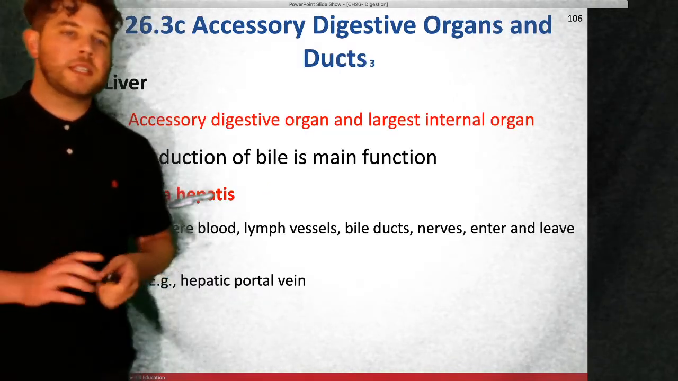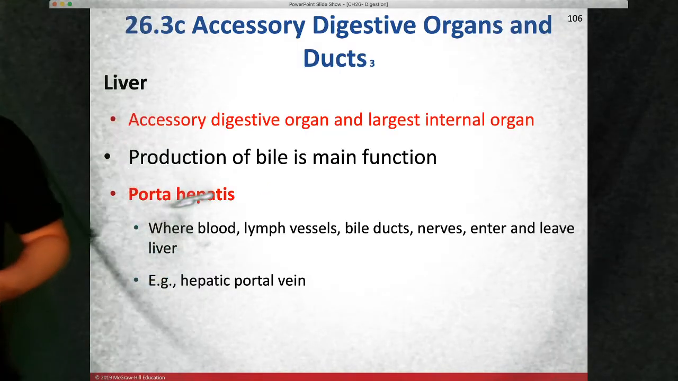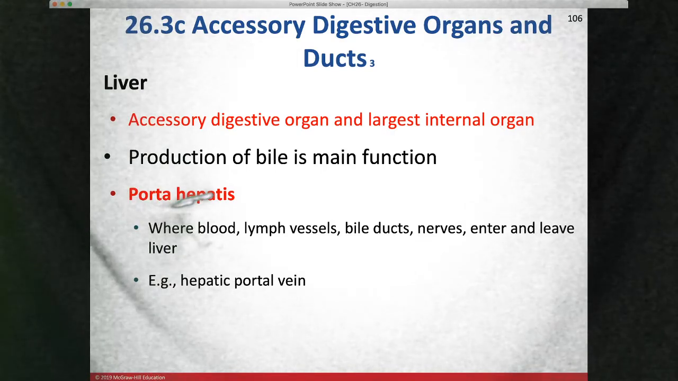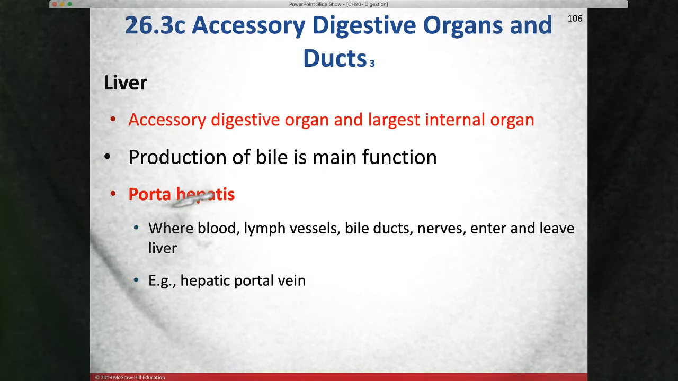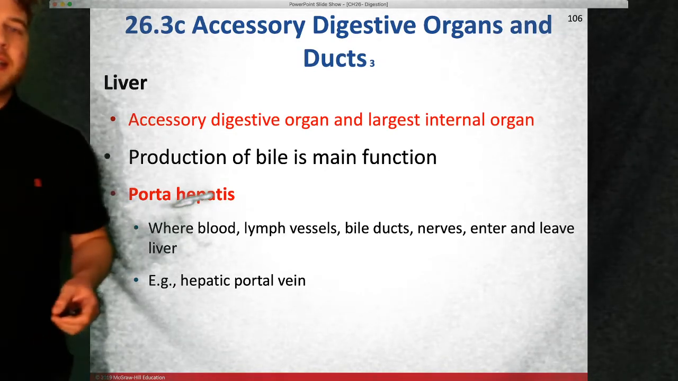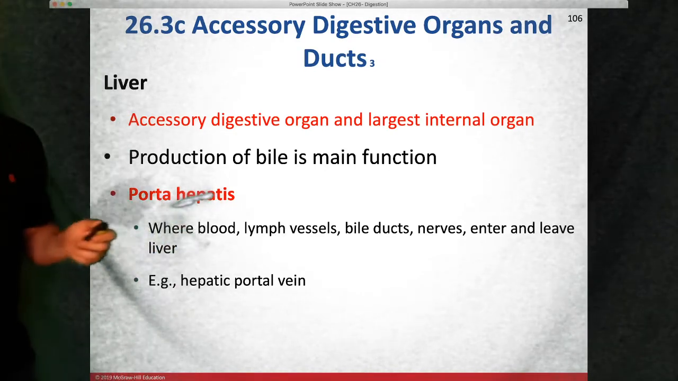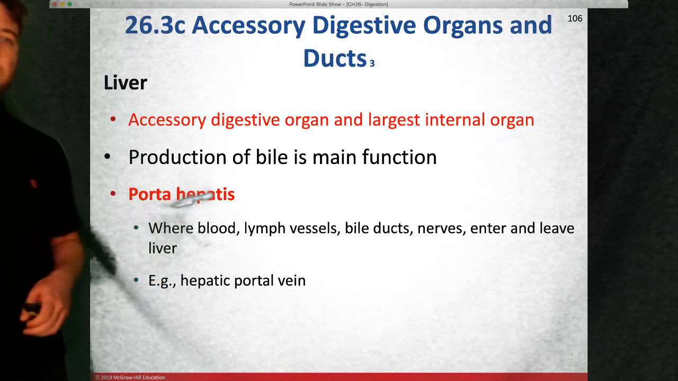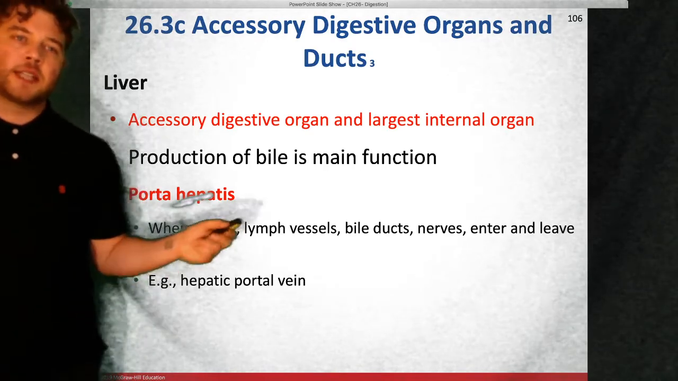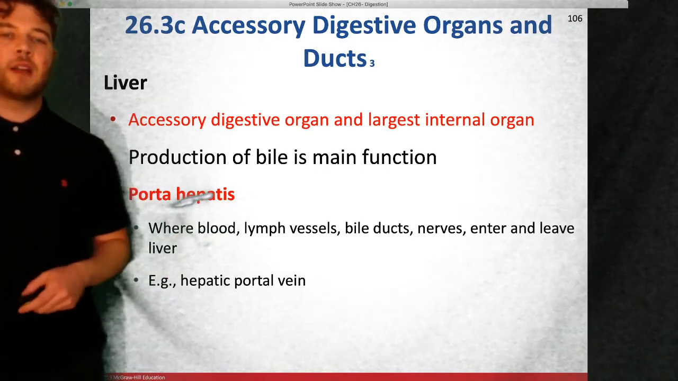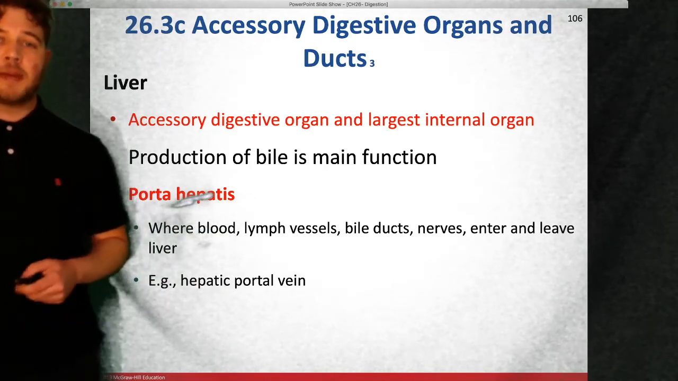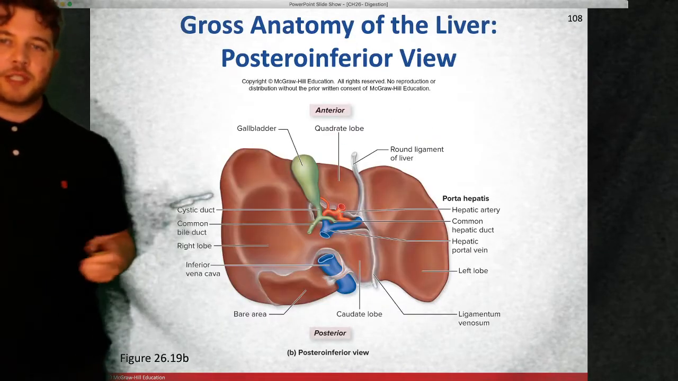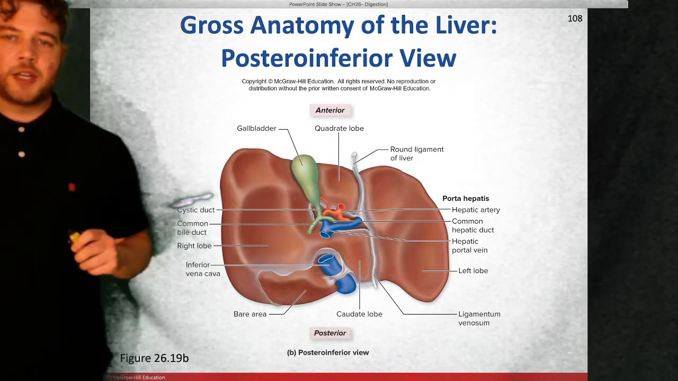Your liver is the accessory digestive organ and largest internal organ. It produces bile as its main function. It has your porta hepatis, where the blood, lymph vessels, bile ducts, and nerves enter and leave the liver. So while your kidneys and your lungs had a hilum, this has a porta hepatis. You also have your hepatic portal vein. There's a gross anatomy picture of it. You've seen these if you have been paying attention in lab.